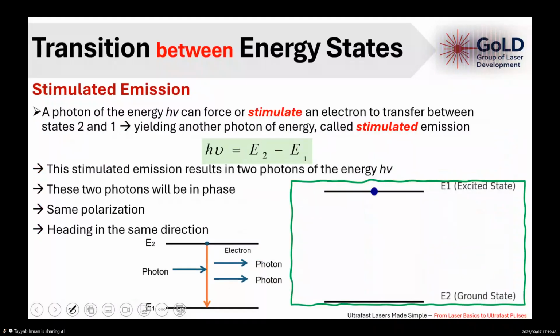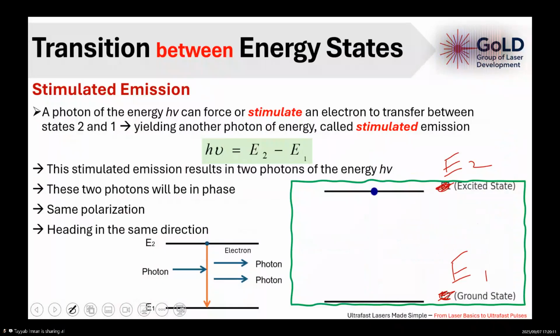So the third case, stimulated emission. Here there is also a mistake, so it has to be E2 and it has to be E1. So this is not correct. What is happening here?